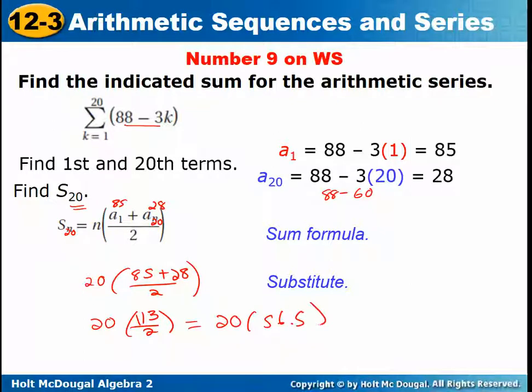And then we have to multiply that by 20. So we end up with our sum as 1,130. And this was S of 20. So the sum of the first 20 terms is 1,130.